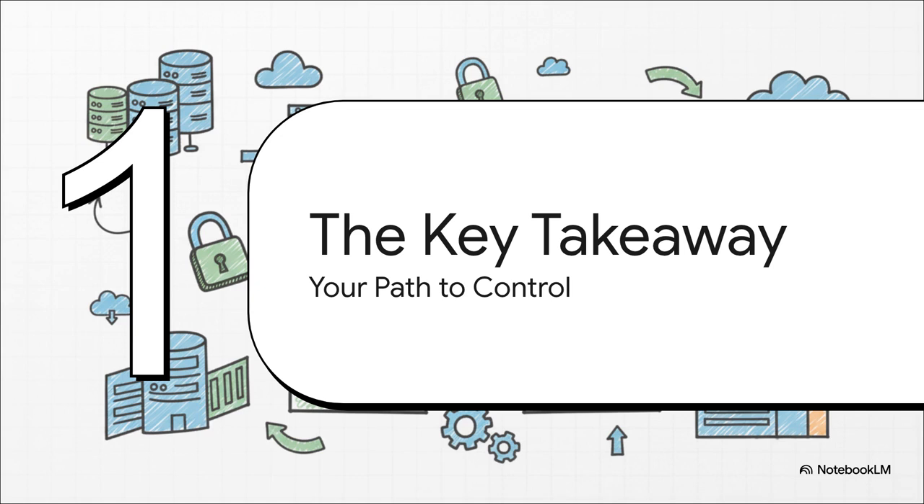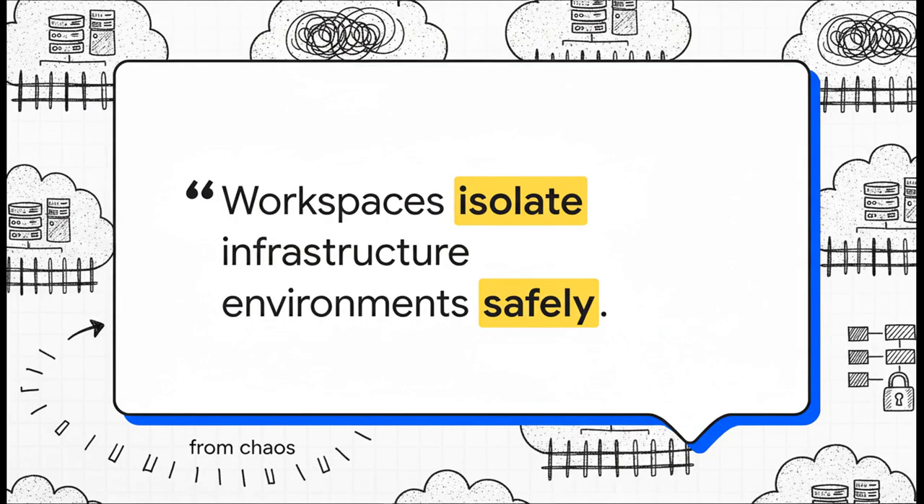All right, so we've covered a lot of ground. We've gone from that fear of breaking production all the way to the magic of separate state files. So let's just boil it all down to the one central idea that you should walk away with. It all comes down to this. If you remember only one thing from our time together, please make it this sentence: workspaces isolate infrastructure environments safely. That's it. That's your entire path from chaos to control right there.